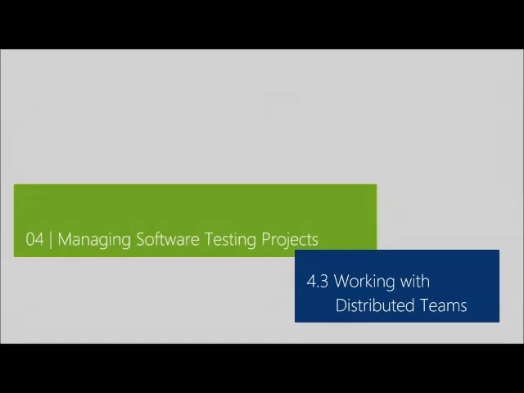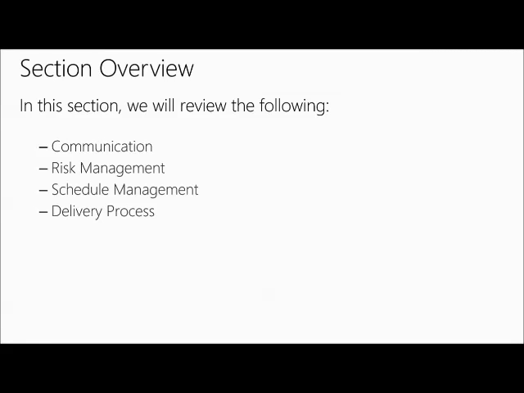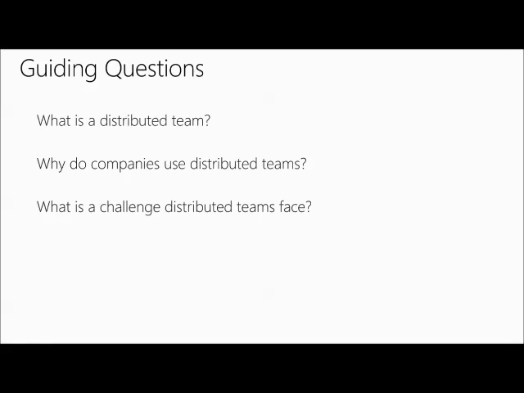So let's move on to 4.3, working with distributed teams. In this section, we'll talk about communications across teams. We'll talk about risk management, schedule management, and we'll go into the delivery process. Here are some of our guiding questions. First, what is a distributed team? Why do companies use distributed teams? And then finally, what is a challenge that people see with distributed teams?